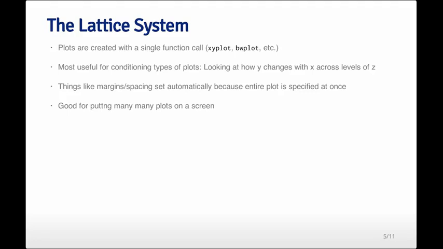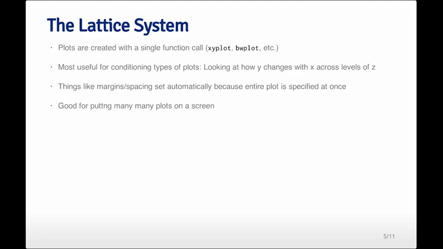The lattice system is most useful for what are called coplots or conditioning plots, where we want to look at the relationship between, let's say, x and y as it changes across levels of z. And so the idea is that you're conditioning on different levels of z, and then you're looking at x and y in each one of those plots. These are sometimes called panel plots because you're looking at the same thing in every panel, but just for different levels of a third variable. And you can even combine variables. You can look at multiple factors. So the system is very useful because you can put a lot of plots on a page very easily and very quickly, as long as you follow this conditioning model.